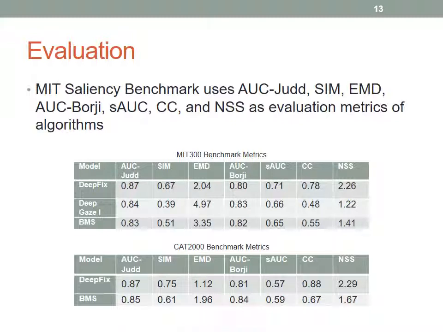I think, like I said, they use the area under the ROC curve, the receiver operating characteristic, and they have three different algorithms for that. They have Judd and Borji, those are two different researchers, and then they have the shuffled area under the curve, or sAUC.